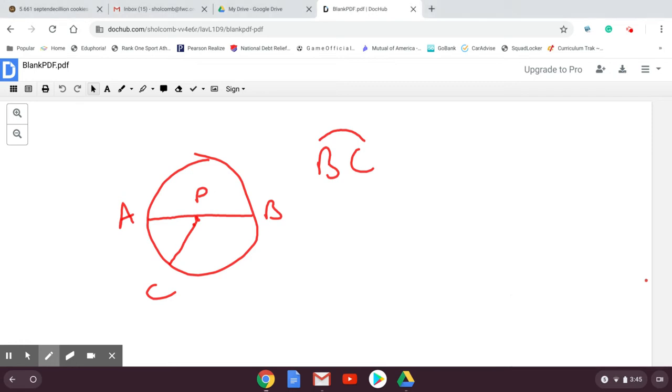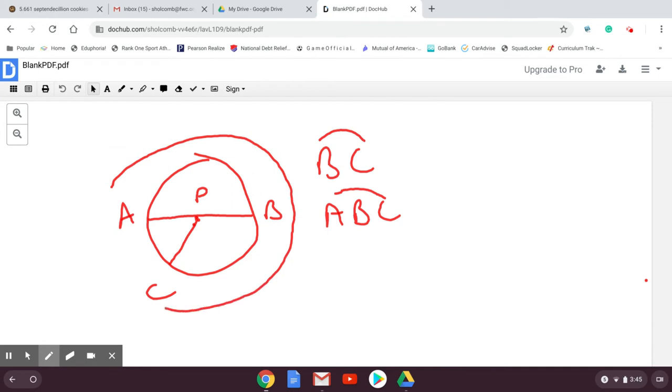A major arc would be more than halfway around. So ABC has to be a major arc because you go from A all the way around to C, and a major arc is going to be more than 180 degrees.